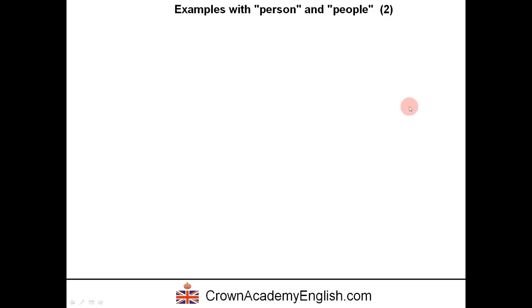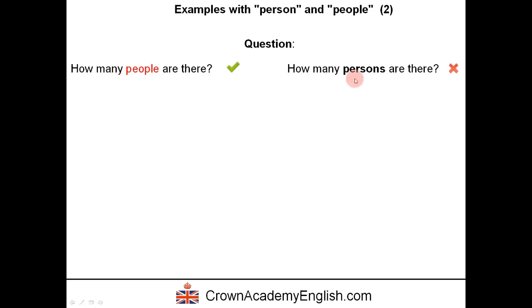Some more examples. Let's look at the question form. How many people are there? Okay, when we're asking this question, we say how many people. We don't say how many persons, or how many peoples, which is also wrong. No, we say how many people are there. Notice again we have the plural form of the verb. So this is correct as the question, but this is wrong. How many persons are there? This is wrong.